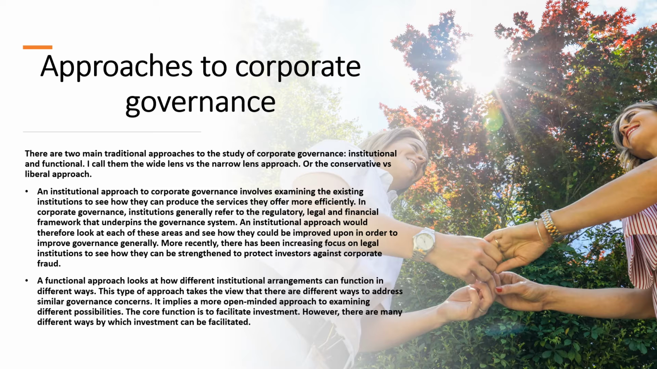The institutional approach to corporate governance involves examining the existing institutions to see how they can produce the services that they offer more efficiently. In corporate governance, institutions generally refer to the regulatory, the legal, the financial framework. An institutional approach would therefore look at all these areas individually and see how they could be improved in order to improve governance generally. So more recently, for example, there's been an increasing focus on legal institutions to see how they can be strengthened to protect investors against corporate fraud.